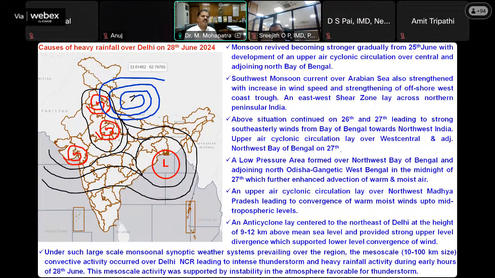But if you look at the trajectory of the air mass, where the wind came from to Delhi, leading to this type of convergence and rainfall activity, we analyzed that. We found that it was dominated by the southeasterly winds coming from Bay of Bengal, which is warm and moist, and it was supported by the cyclonic circulation in and around Delhi. At the same time, there was an anticyclonic circulation, drawn in blue color here, at a height of 9 to 12 kilometers, which provided the divergence at that height.